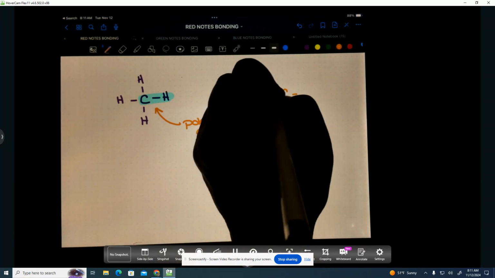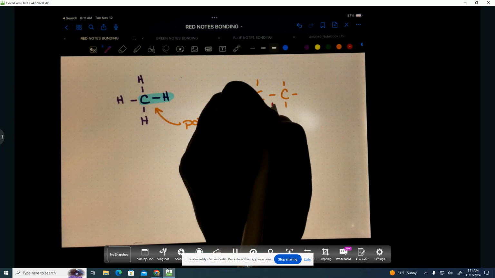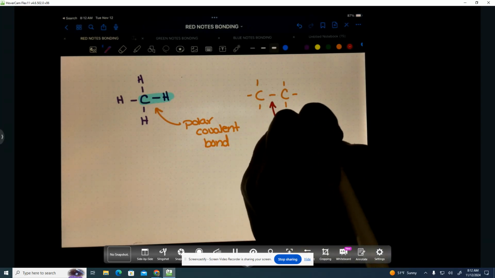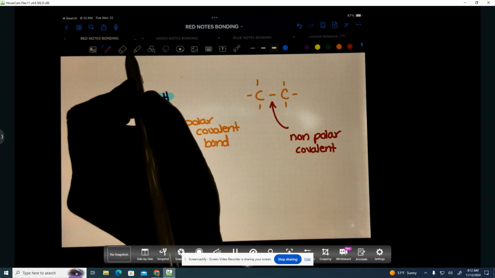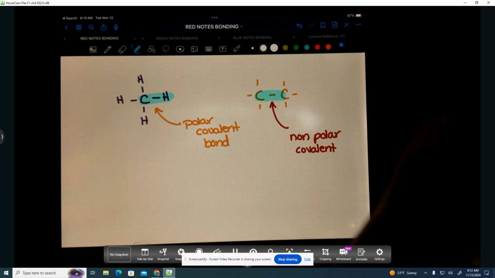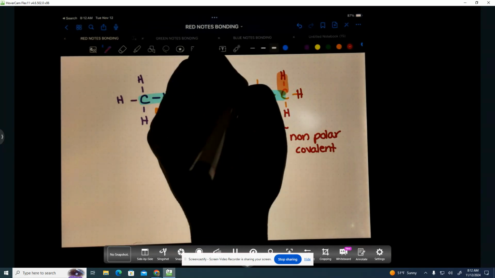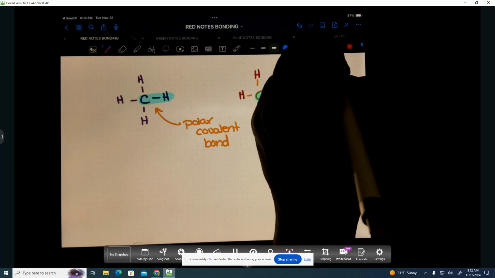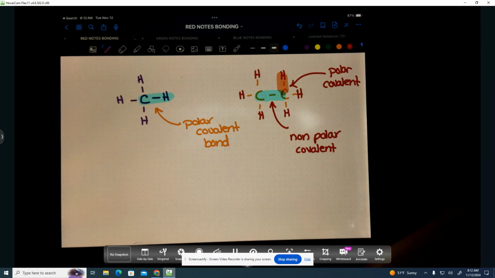What about this? This bond right here. Non-polar. Is it covalent or ionic? Covalent. It's non-polar covalent. Right there, this bond. Let's highlight it. What about this bond right here? I'm sorry I did not write the H's in for you. There's H's here. This bond right here. Polar covalent. Because it is asymmetric. Okay? Do you understand that? Because I'm going to move on.